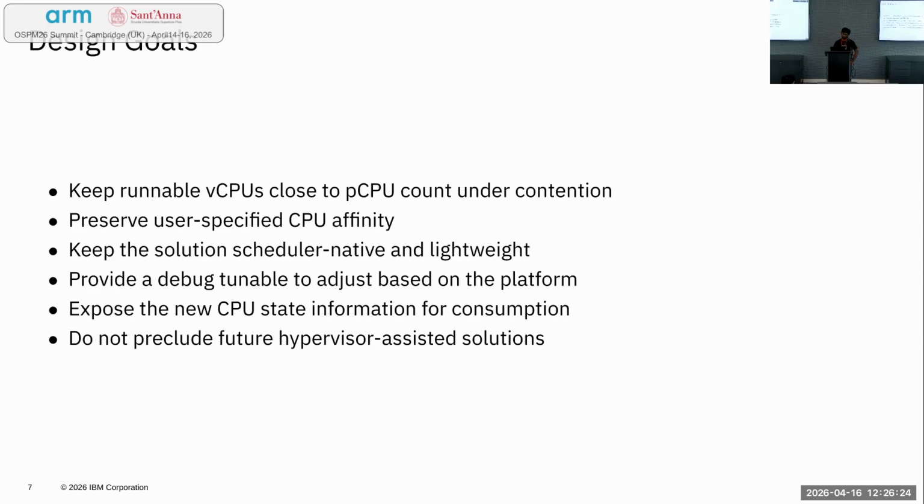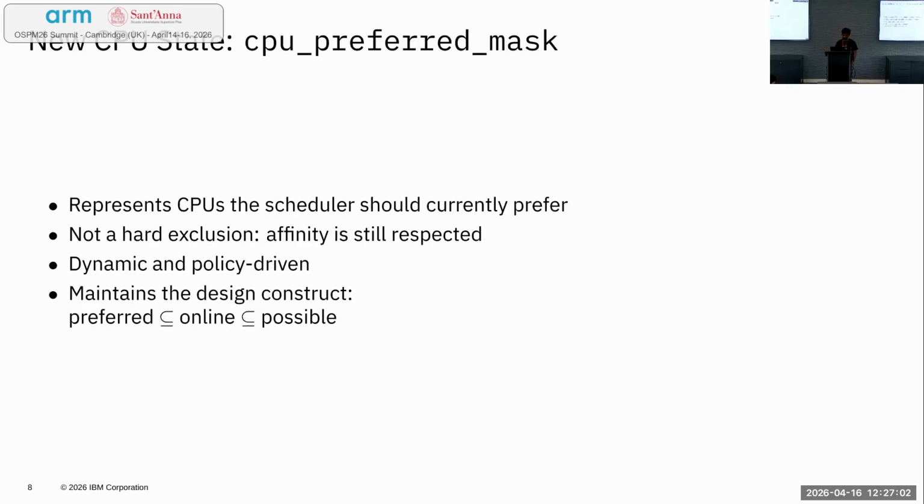And keep the debug tunables, because steal time in one architecture of, let's say, 5% need not mean the same amount of regression in other architectures because of micro-architectural reasons. So we need to have some kind of debug tunables to adjust based on the platform. And then introduce a new CPU state so that this information can be easily consumed by user space or other drivers, so that they can schedule only on these CPUs and make it work for different hypervisors across the industry.